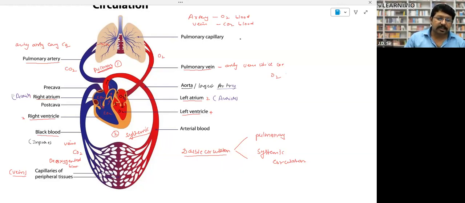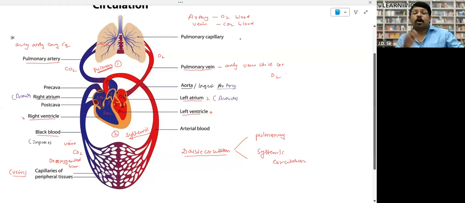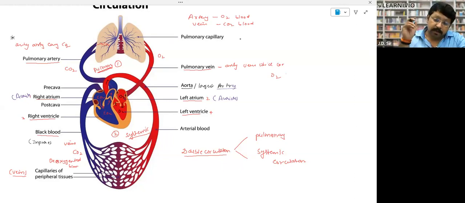From the right ventricle, this blood is sent to the lungs, right? The vessel which takes blood to the lungs is called the pulmonary artery. The pulmonary artery is the only artery which carries deoxygenated blood. Otherwise, the function of an artery is to carry oxygenated blood. This is the only artery in the body which carries deoxygenated blood. Now, the diffusion of gases takes place in the lungs, in the alveoli. We have studied that concept in detail in the human respiration part.